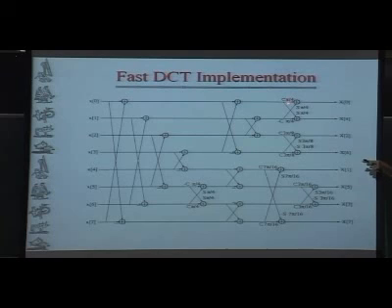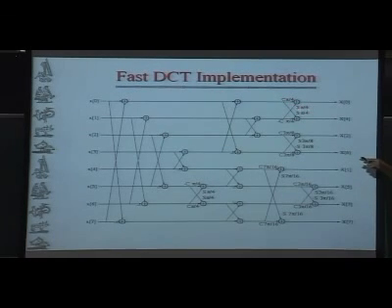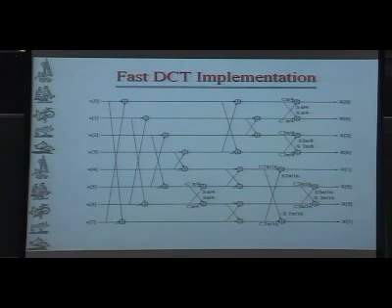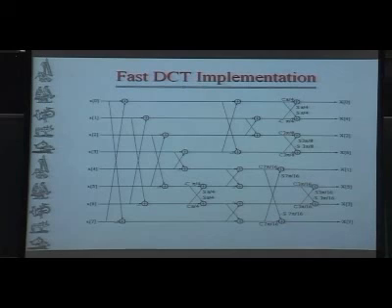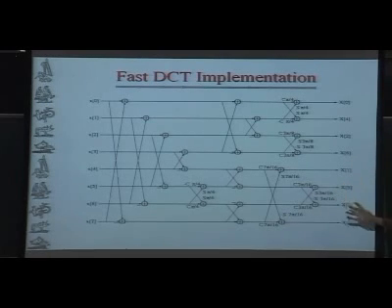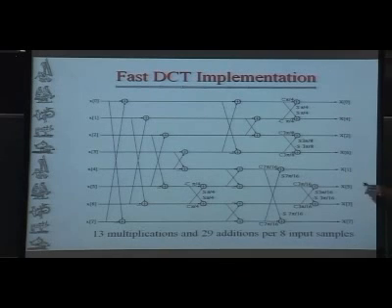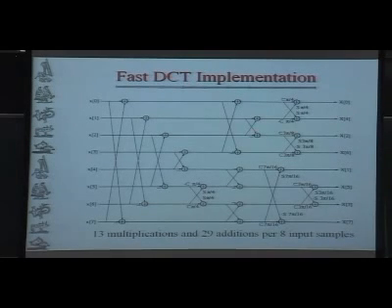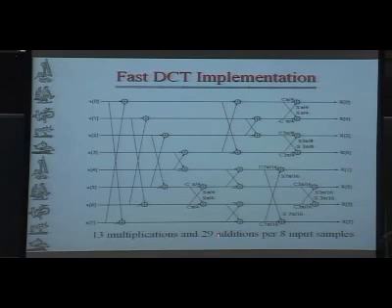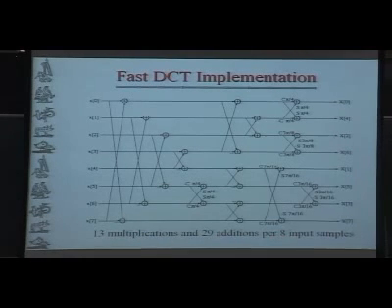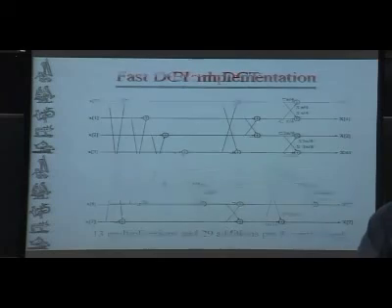So this is cosine of pi over 4, which is square root of 2 over 2. This is sine of pi over 4, which is square root of 2 over 2. This is cosine of 3 pi over 8. This is sine of 3 pi over 8. So on and so forth. So people actually do a lot of investigation and come up with factorizations of the DCT matrix like this. So this is pretty typical, and you can count that in order to implement this, you need about 13 multiplications and 29 additions for 8 input items. Okay? That's it.